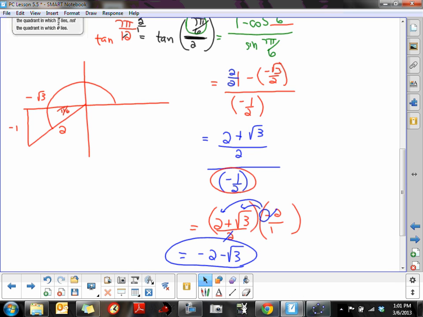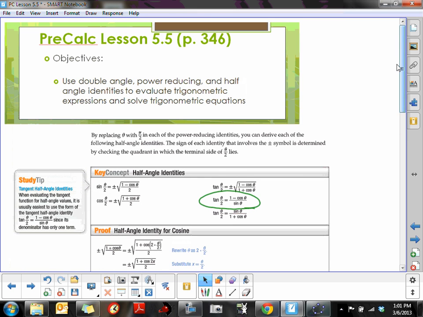Okay, so there's an example of how to use our half angle identities to find the exact values of some angles that we couldn't find exact values of before. So again, this falls under our double and half angle identity theorems.